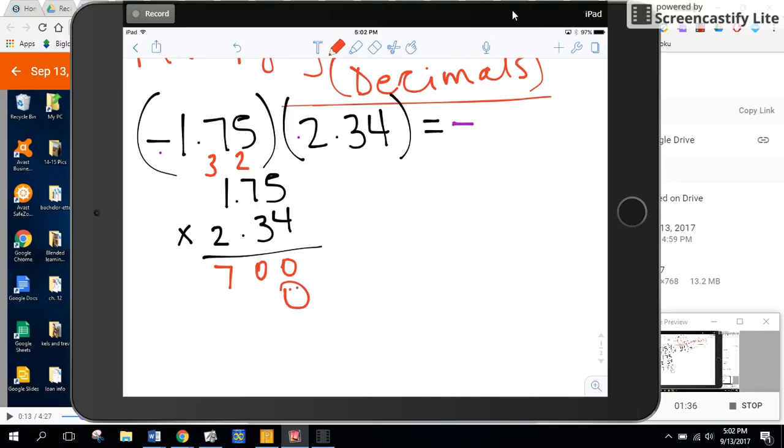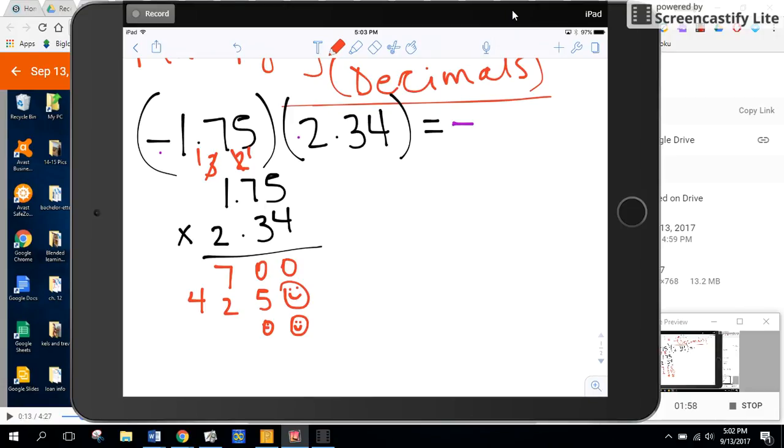Now I'm done with the 4, so I'm going to multiply everything by the 3. So I get 15, carry the 1. 3 times 7 is 21, plus 1, I get 22. 3 times 1 is 3, plus 1 is 4. Okay, this time, since I'm on my second number, I need 2 placeholders. Now I'm going to multiply everything by 2.